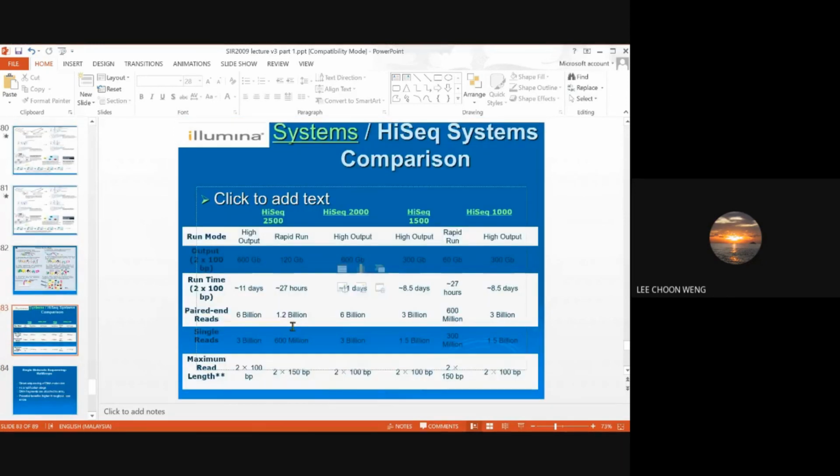So for HiSeq, you can see the different runs and the amount of data being produced, easily in hundreds of gigs. Okay.